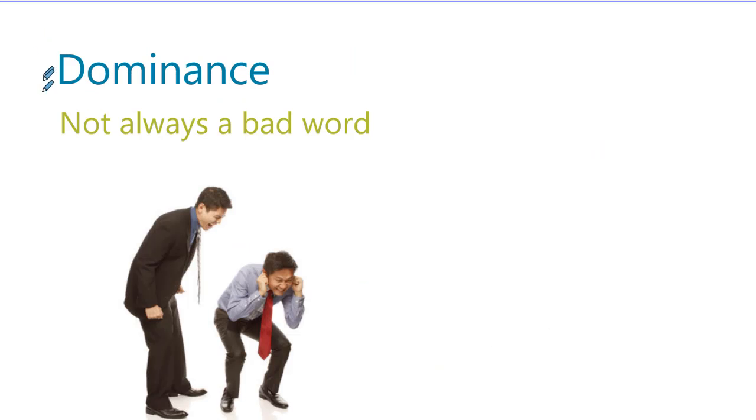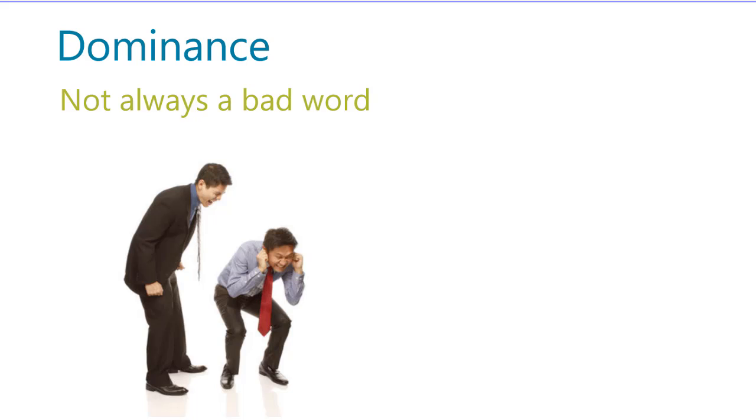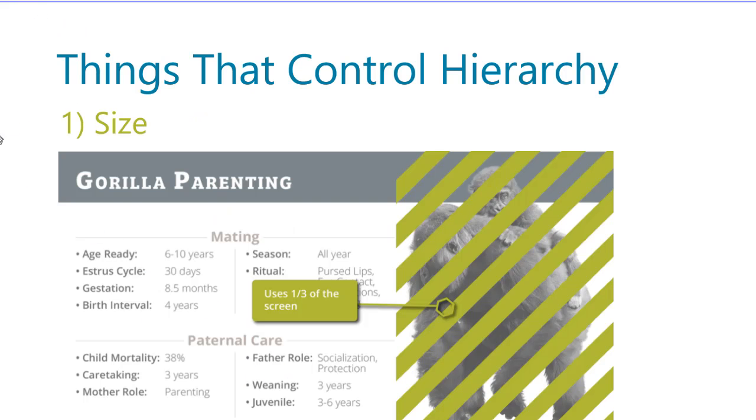And now, to do good hierarchy, you gotta kind of think of this concept of dominance. Now, in the Western world, the word dominance has a bad connotation to it, right? So we typically think of this word and we think of this image, right? Someone just being mean to someone else, someone being unfair. But this isn't always a bad word, especially in design. You need to use dominance in your design. Something in your design has to stand out from all the rest. So what controls that dominance or hierarchy?